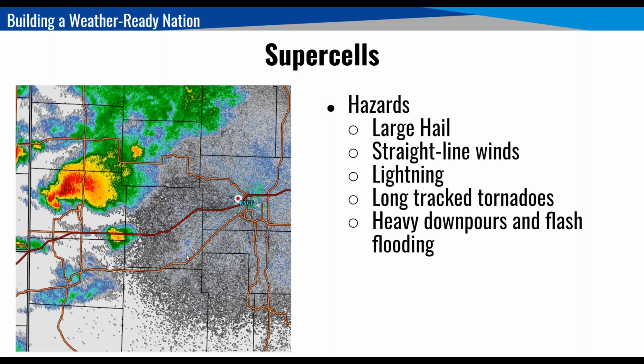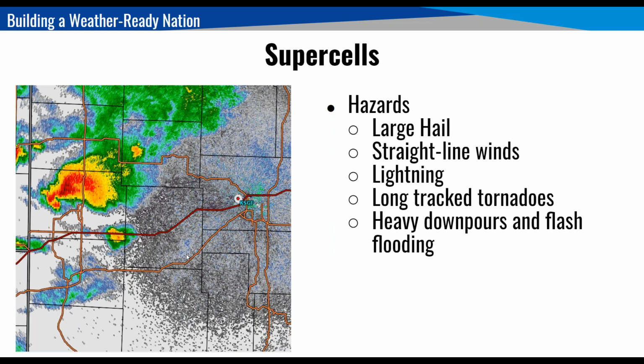Your supercells are going to have various hazards, ranging from large hail. This is where you're really going to get your very dangerous and damaging hail. Supercells have been known to produce hail across the Missouri Ozarks, anywhere from baseball to softball size at times. There was actually an event in mid-March of last year where we got reports of softball-sized hail across Texas County in south central Missouri.